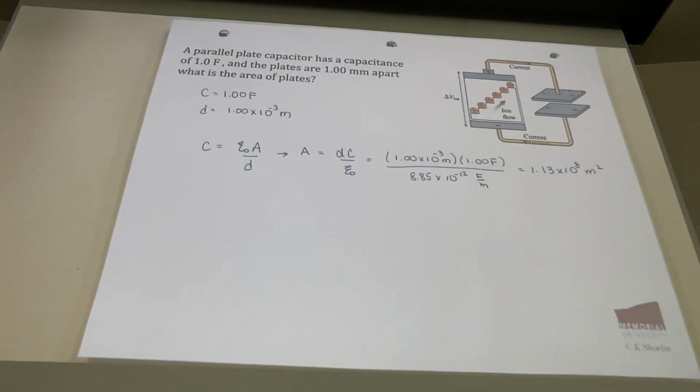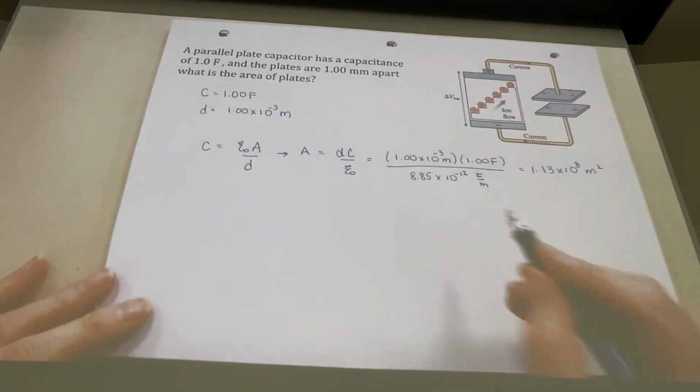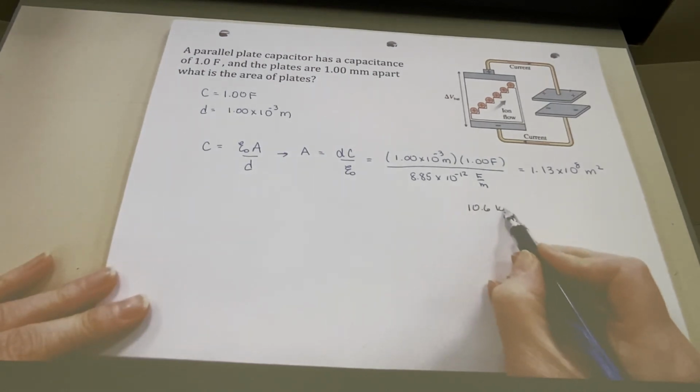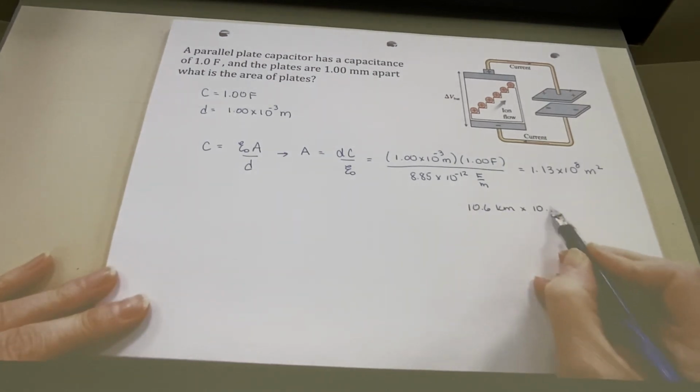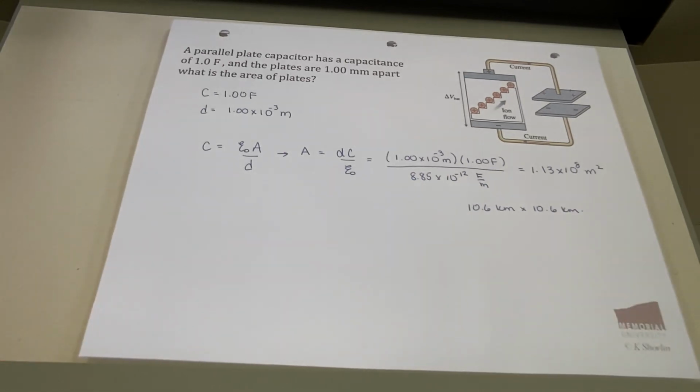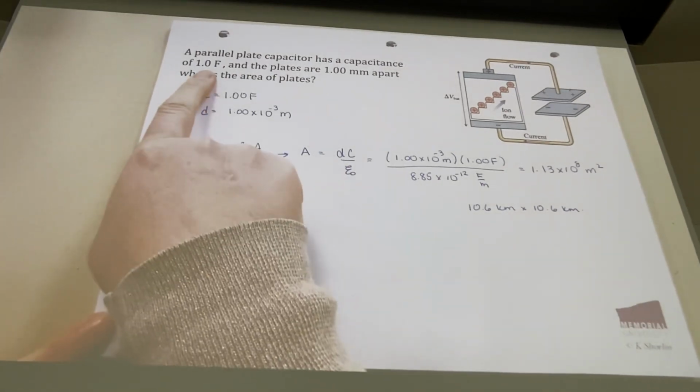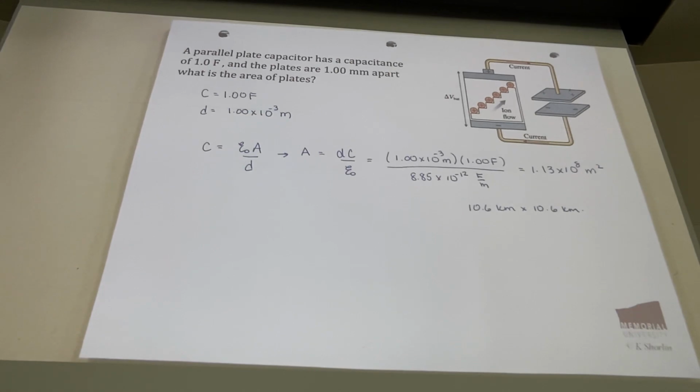Okay, let's take stock of our answer. Does that feel right? If these were square plates, they would be about 10.6 kilometers by 10.6 kilometers. Feel reasonable? Got that stuck inside your calculator or your cell phone? I don't think that's reasonable. So one of the things this example is showing us is that 1 farad is a ridiculously large capacitance.